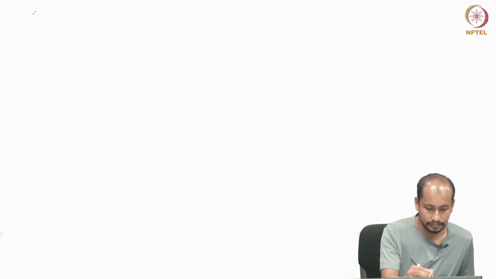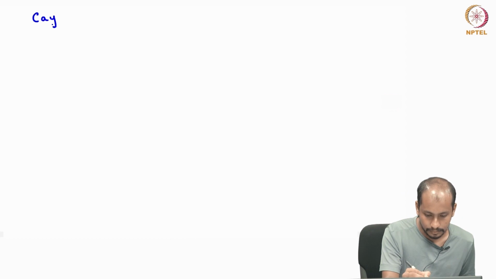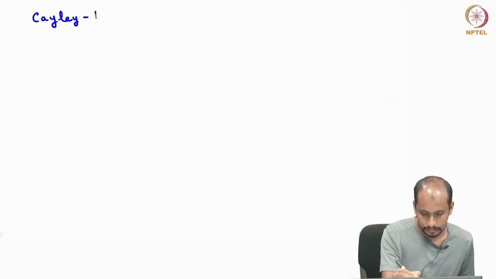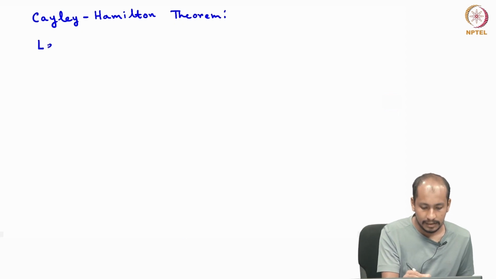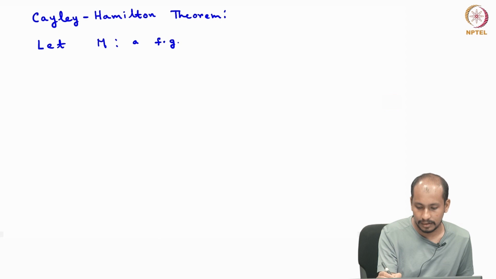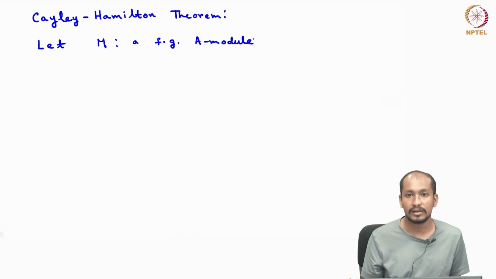In this tutorial video, I will talk about the Cayley-Hamilton theorem, and we will see an important application of the Cayley-Hamilton theorem, which is the Nakayama's lemma. Let me first state the Cayley-Hamilton theorem. Let M be a finitely generated A module. Here all rings are commutative with identity.